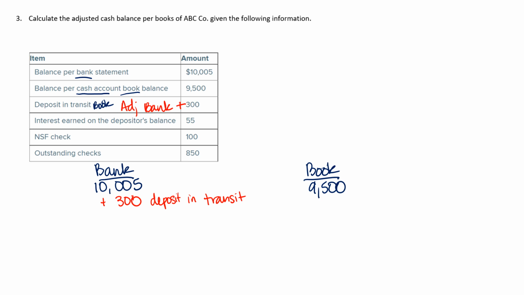The next item says interest earned on the depositor's balance. So this is something that you would see on the bank statement. So the bank already knows about this. Bank already knows. So you have to adjust books. This is interest earned. So it's going to be in addition. So on the book side, you'll add $55 interest earned.